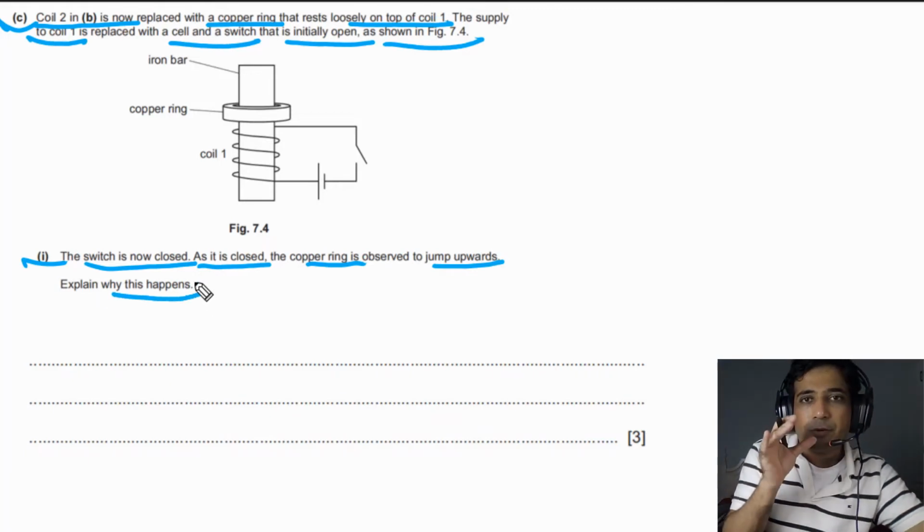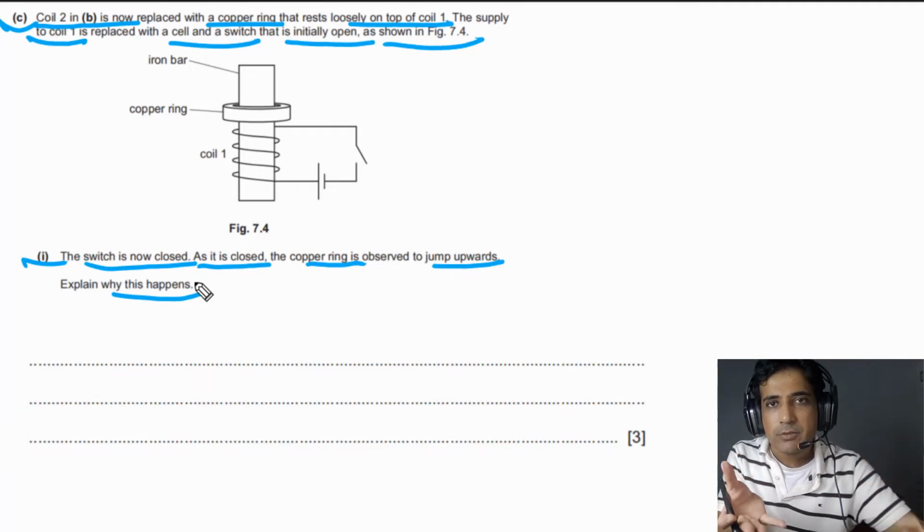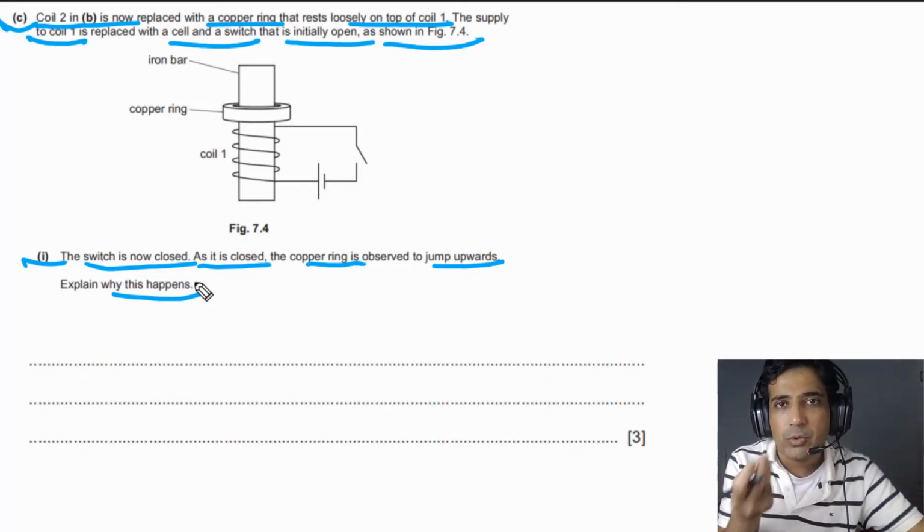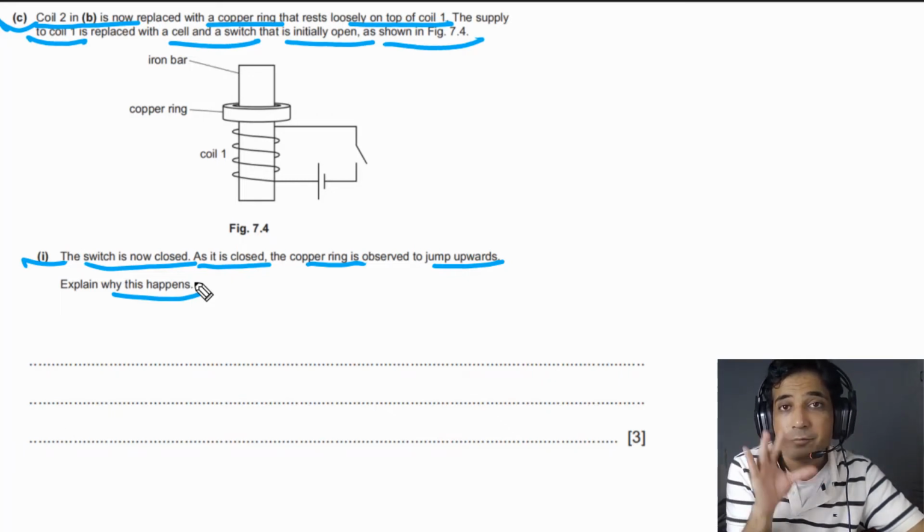So the first thing you need to understand: as ring goes upwards, it means there is force on the ring that is acting upwards. So this is one key concept you need to understand. And this is a very nice question on EM induction. Let's try to understand this one step by step. If you have clear understanding of this question, it means you can answer a lot of questions, or simply I can say almost every question about EM induction.